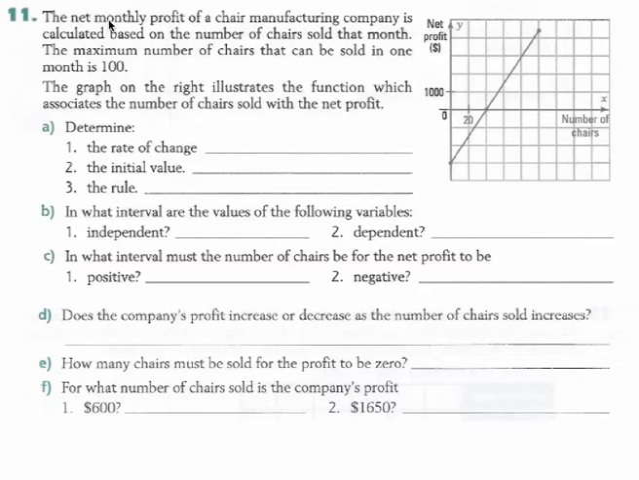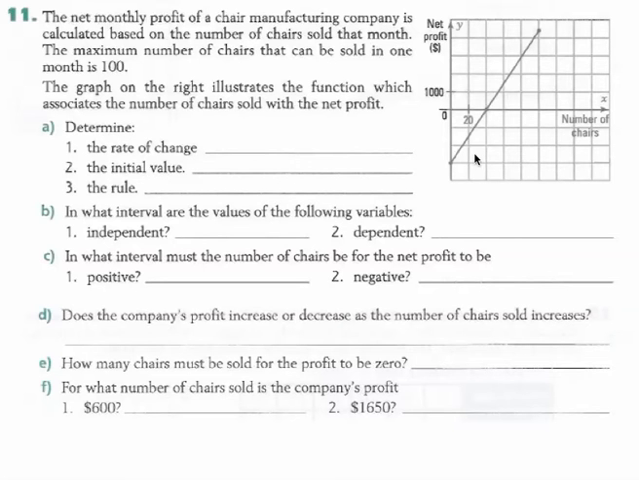Question 11. The net monthly profit of a chair manufacturing company is calculated based on the number of chairs sold that month. The maximum number of chairs that can be sold in 1 month is 100. The graph on the right illustrates the function which associates the number of chairs sold with the net profit. A. Determine the rate of change.